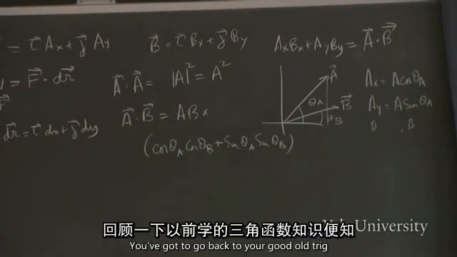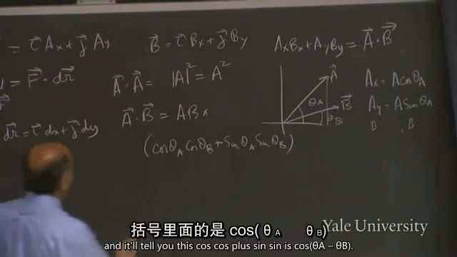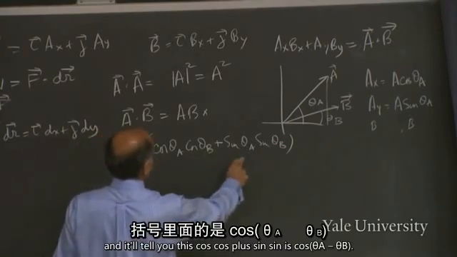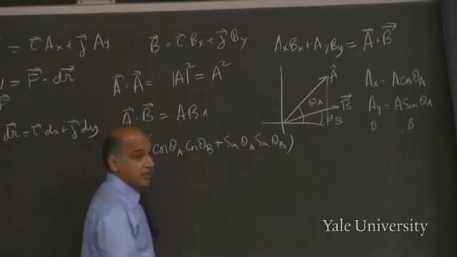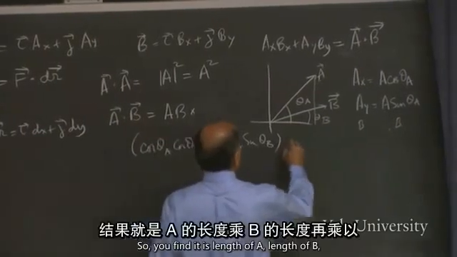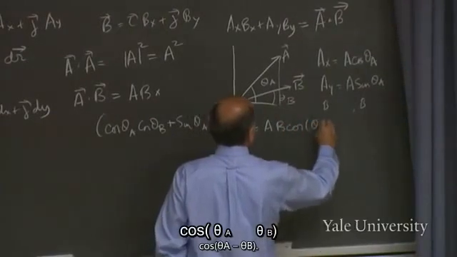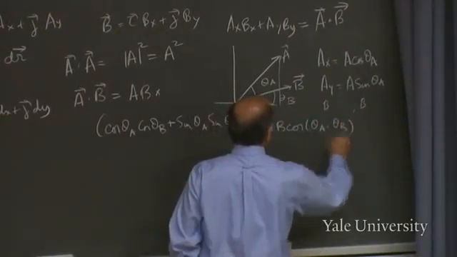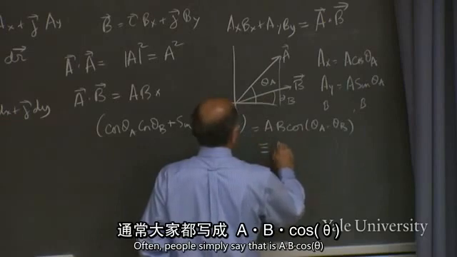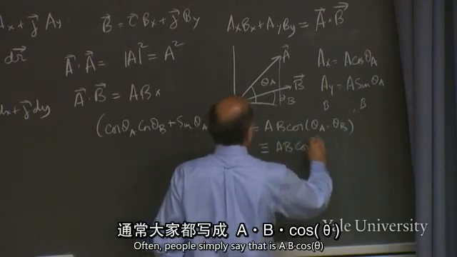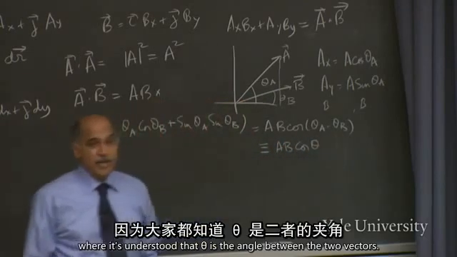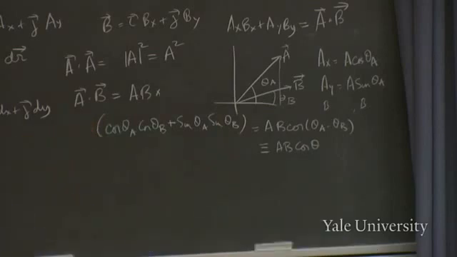Now you've got to go back to your good old trig, and it'll tell you this cos plus sine is cos of theta A minus theta B. So you find it is length of A, length of B, cosine of theta A minus theta B. Often people simply say that is AB cosine theta, where it's understood that theta is the angle between the two vectors.